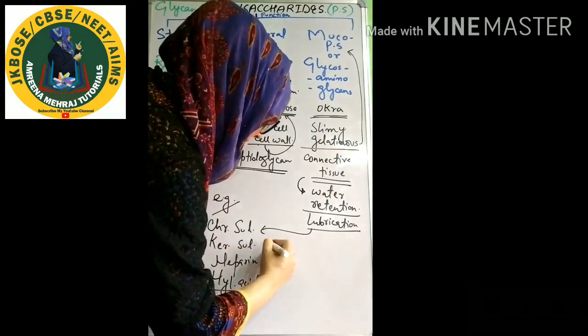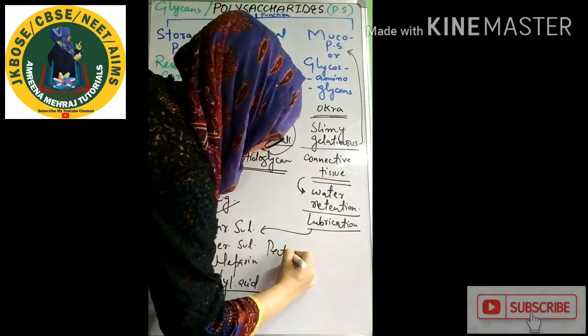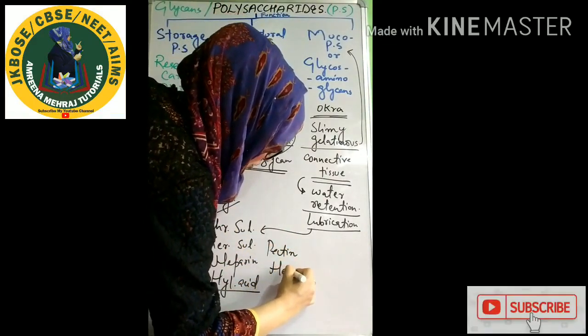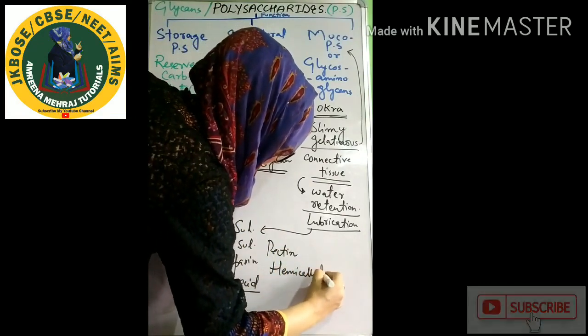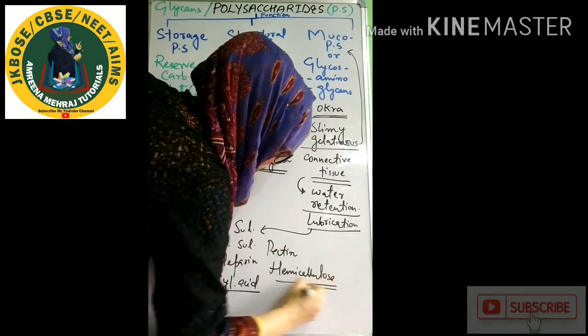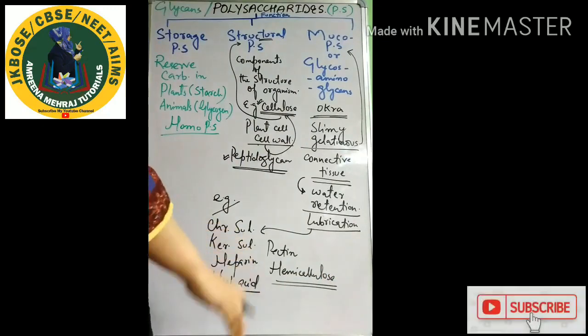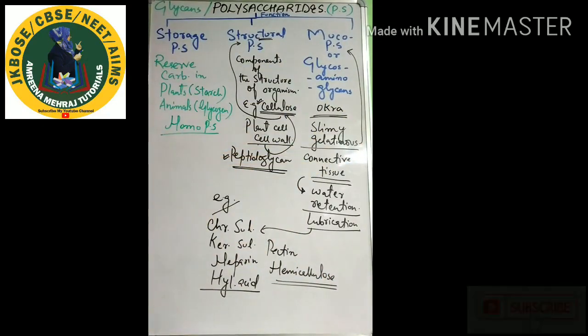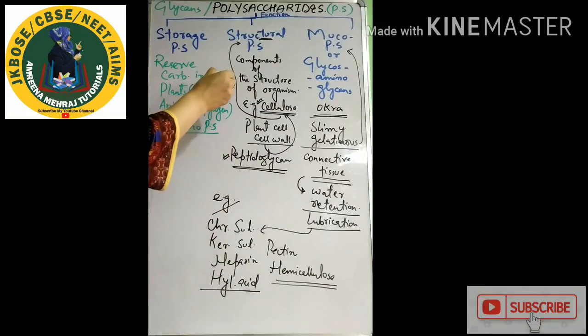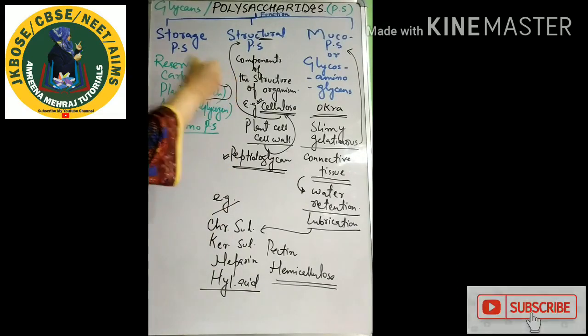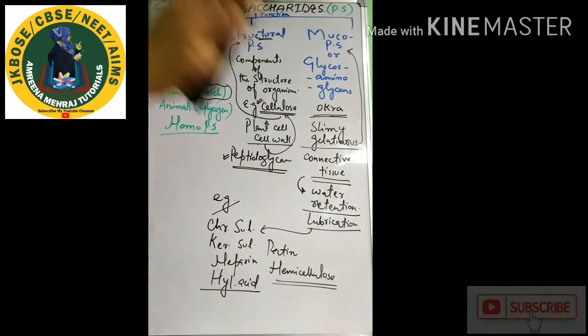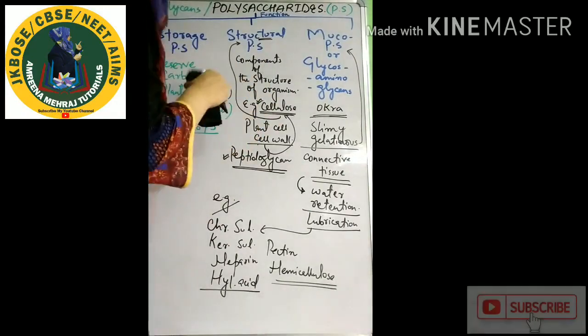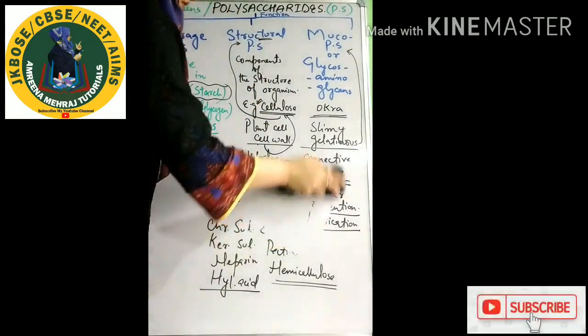You can even add pectin to this collection, and you can add hemicellulose to this collection, which you find associated with the cell wall of plants. So these are some of the examples of mucopolysaccharides. Now let us take up these examples in detail. Let us first of all begin with starch. Let us analyze the structure and other technicalities associated with starch.